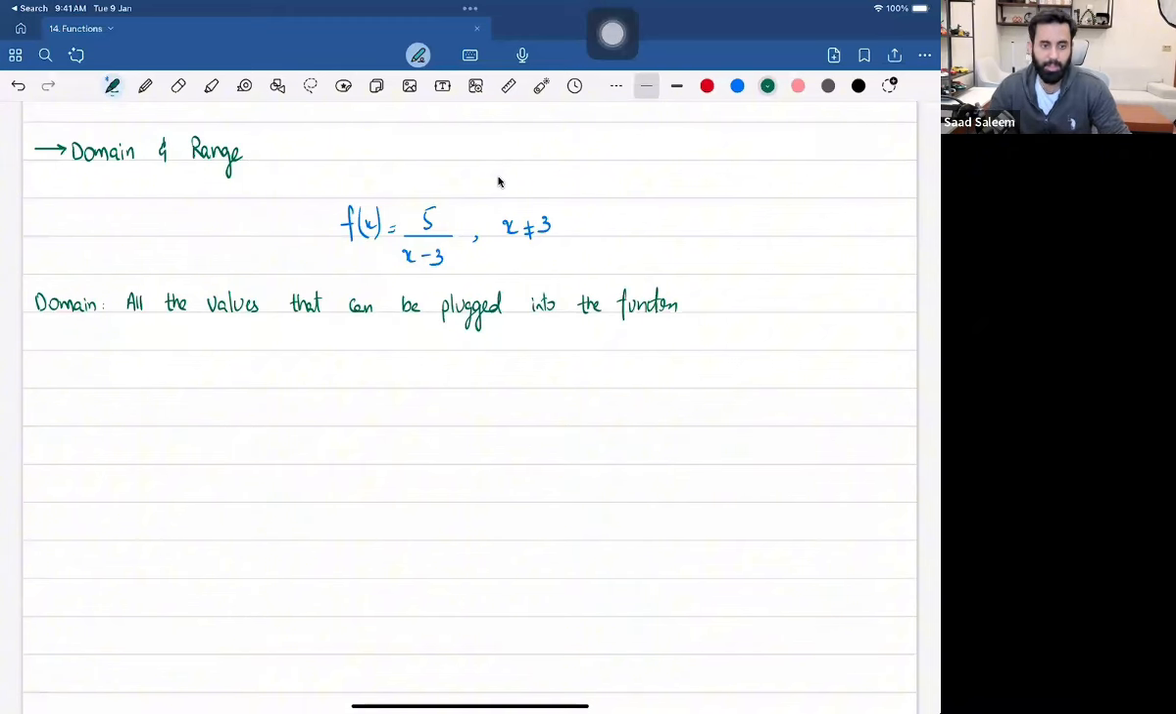Like, for example, imagine that you plug in 2.99999. You will still be able to solve it, right? Yes, you may not be able to pinpoint what the output is, but you will still be able to solve it. But how do you solve 5 upon 0? How do you solve 5 upon 0? You can't. Acha, look, I didn't say that it doesn't become 3. I said that you cannot plug in 3. Why? Because if you plug in 3, what happens? If you plug in 3, the whole thing becomes undefined. Okay, that's the issue. So the range is basically all the output values.